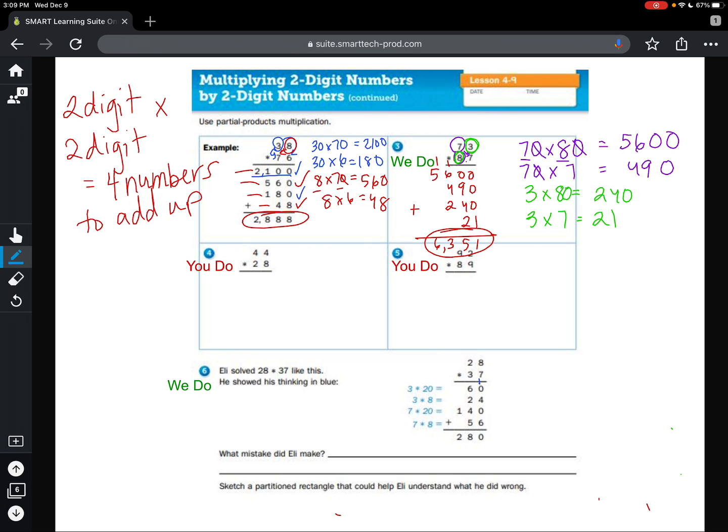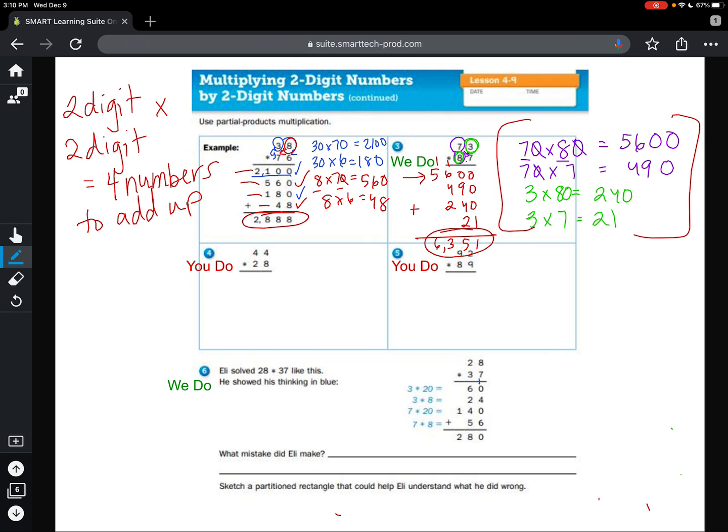The work on the side is just to explain my thinking. If your brain is able to do the math of saying, I know 70 times 80 is 5,600, you can just write it under here and do the addition. That's enough work. Over here, this is to explain my thinking, and for some of you, this is really important so that you don't get confused.